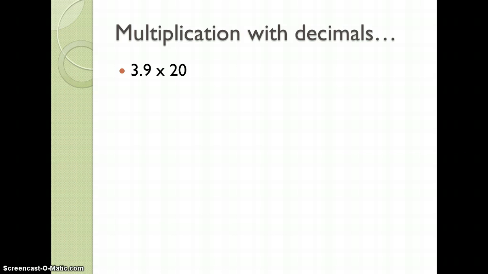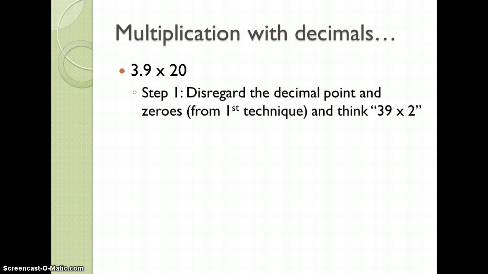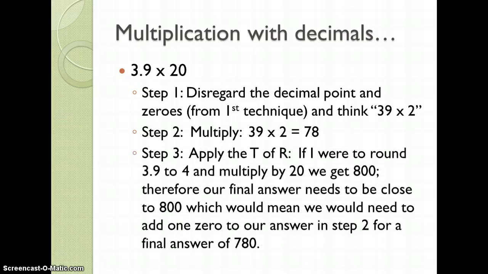Let's try 3.9 times 20. Again, disregard the decimal point and the zero, and think 39 times 2. 39 times 2 is 78. Apply the test of reasonableness. If I were to round 3.9 to 4 and multiply by 20, we get 80. Therefore, our final answer needs to be close to 80, which would mean we would need to add 1 zero to our answer in step 2 for a final answer of 780.